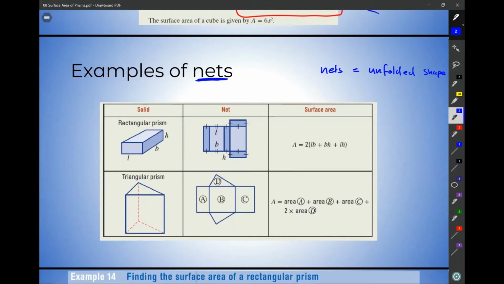So if we've got our rectangular prism here, there's a big rectangle on top and a big rectangle on the bottom. So that's these two rectangles here. Then there is a slightly smaller rectangle on each of the sides. So when we unfold them, that's these two shapes. And then we also have the two ends of the rectangular prism, and we see those here.